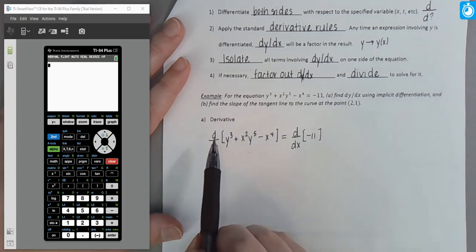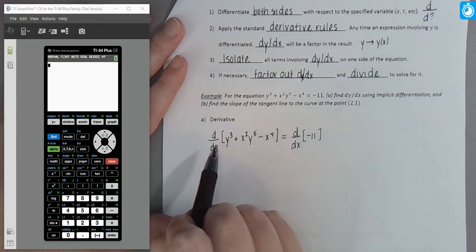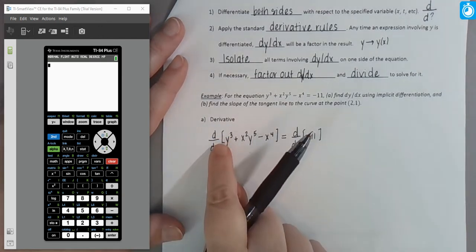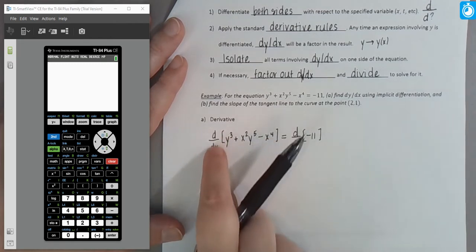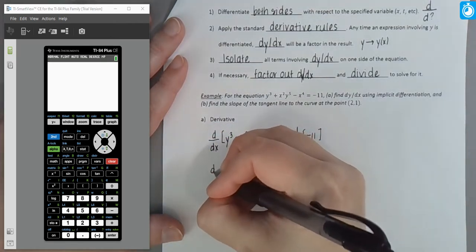Another way to think of it is to think of this operation as, in a sense, distributing to each of these terms. So rather than taking the derivative all at once, I want to break it up and just apply this operator to each of the individual terms and write out what that's going to look like.